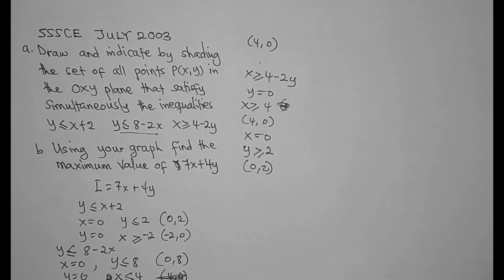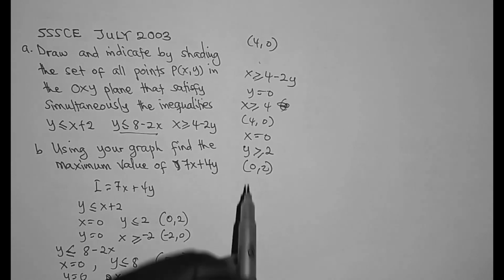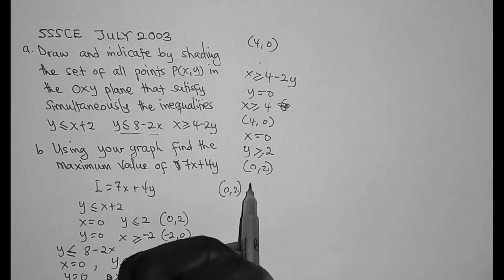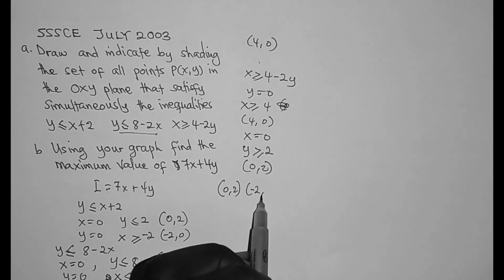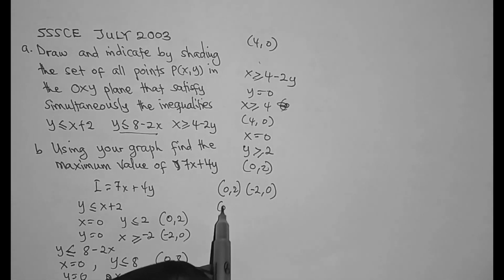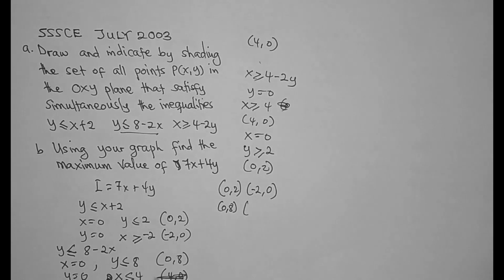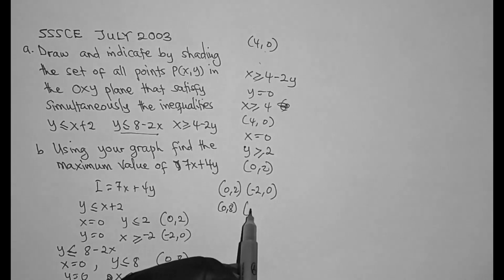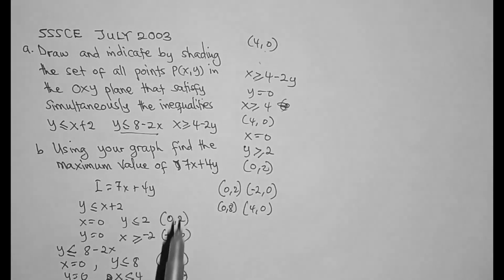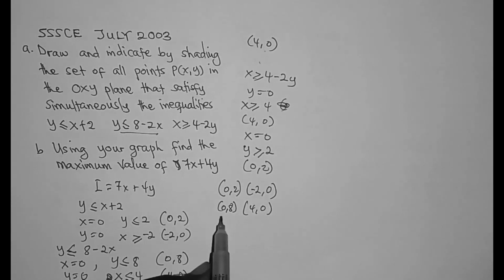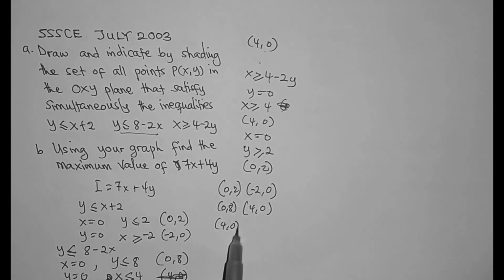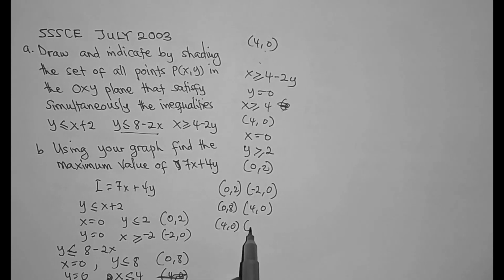So let me write down the points and let's sketch the graph. So the first point, we have 0, 2, and then minus 2, 0. And we also have the point 0, 8, and then 4, 0. And we also have this point, which is 4, 0, and then 0, 2.